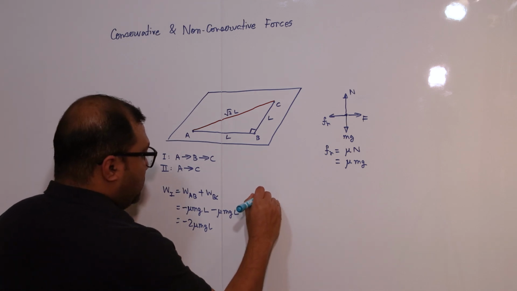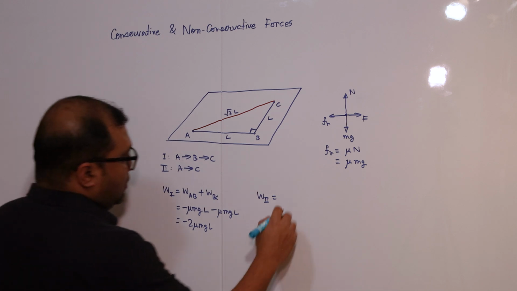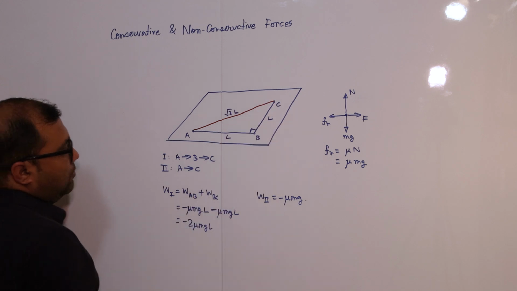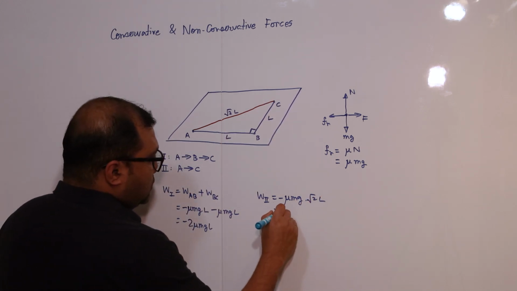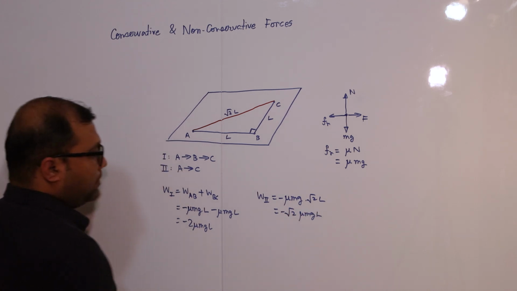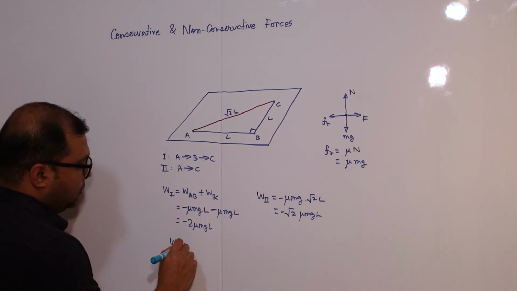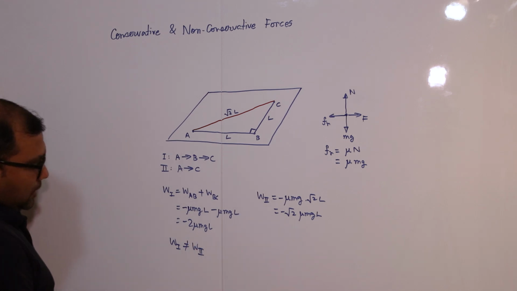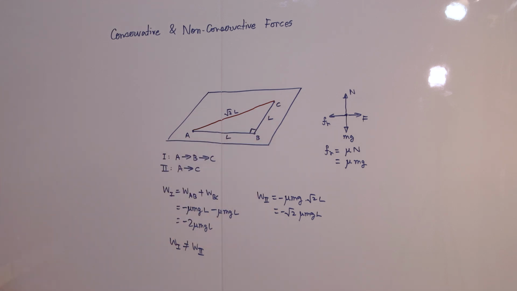Let's now see work done in path 2. So work done in path 2 will be minus mu mg times path AC, which is root 2L. So this is equal to minus root 2 mu mgL. So you can see work done in path 1 is not equal to work done in path 2. There is lesser work done by friction force in moving it from A to C.